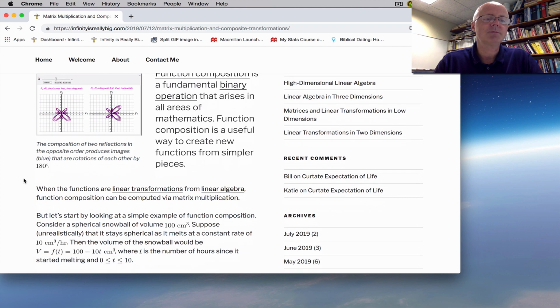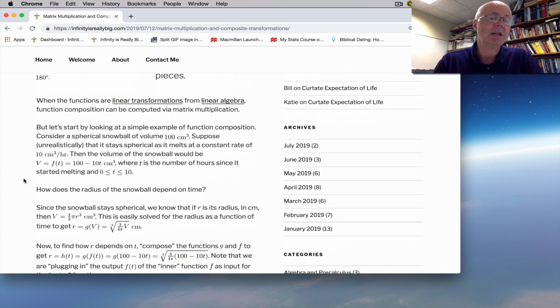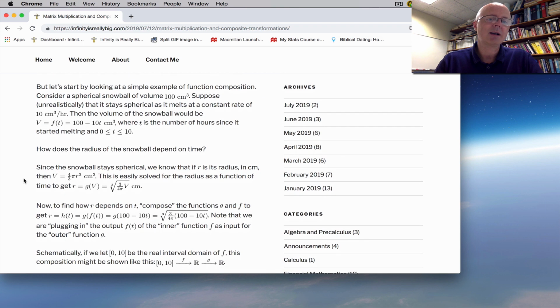With function composition, you are plugging one function into another. And I talk about an application here. You should realize that this application is not super realistic. You've got a snowball that's melting, okay? First thing I do is I assume the snowball stays a sphere as it melts. That's not realistic. Second thing that I do is I assume that the volume is a linear function of time here, 100 minus 10t, as t goes from 0 to 10. t is the number of hours since it started melting. 2 unrealistic assumptions just for the sake of illustration, okay?